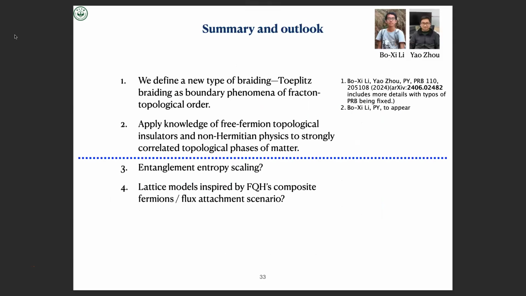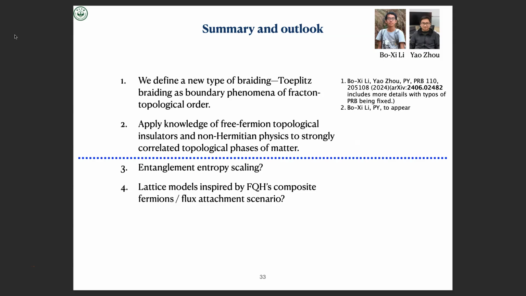Okay, this is the summary and outlook. We define a new type of braiding, Toeplitz braiding, as a boundary phenomenon of Fracton topological order in 3D and 4D. We use knowledge of free-fermion topological insulators and non-Hermitian physics to study strongly correlated topological phases to reach this result. There may exist very interesting boundary phenomena in this new type of topological order.